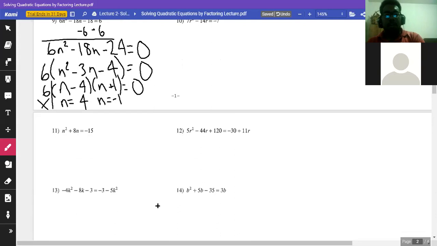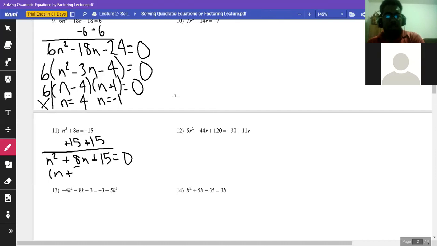Okay, looking at number 11, first thing I have to do is set each side equal to 0. So I'm going to add 15 here, add 15 here. I get that n squared plus 8n plus 15 is equal to 0.